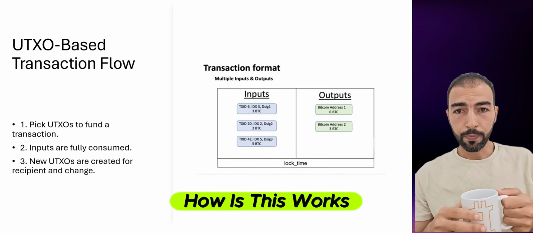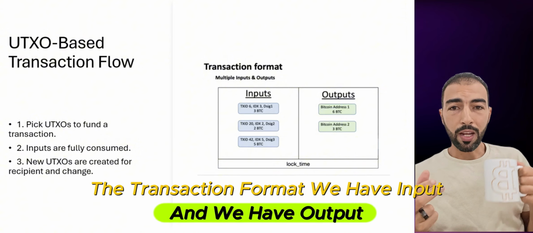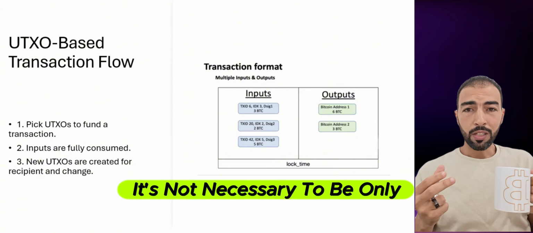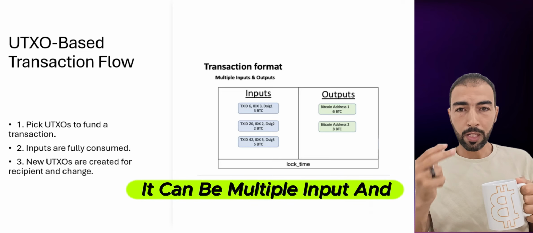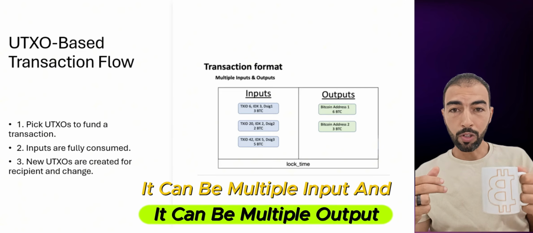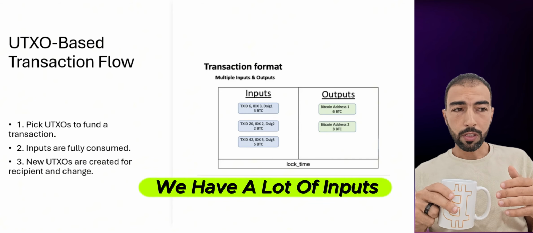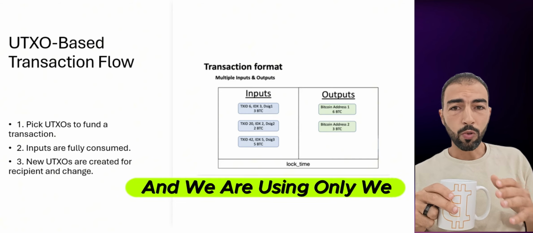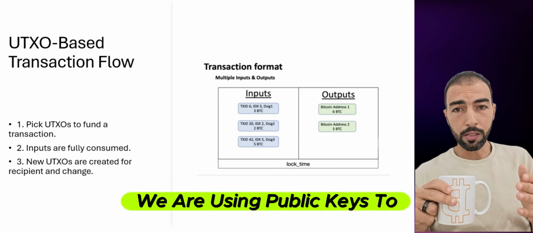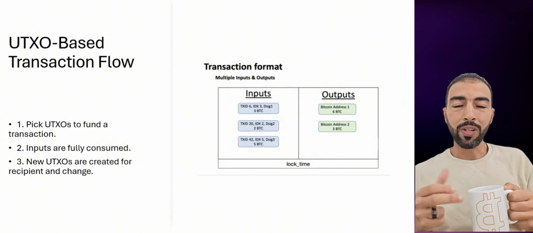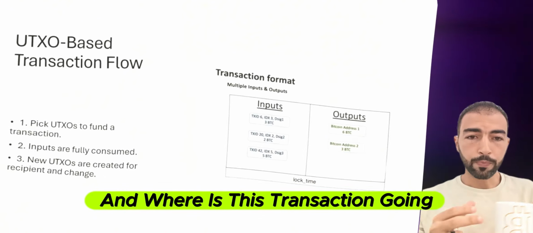How does this work? In the transaction format, we have input and we have output. It's not necessary to have only one input and only one output. It can be multiple inputs and multiple outputs. As you see here, we have a lot of inputs and a lot of outputs, and we are not using names, we are using public keys to say where this transaction is from and where it is going.